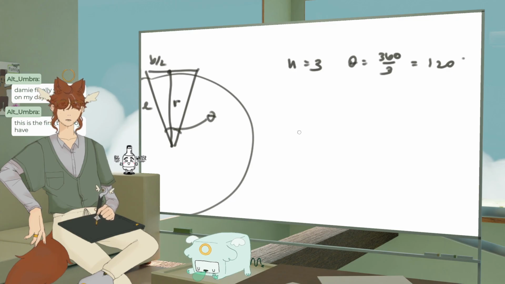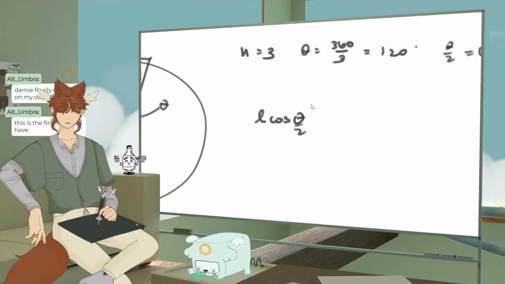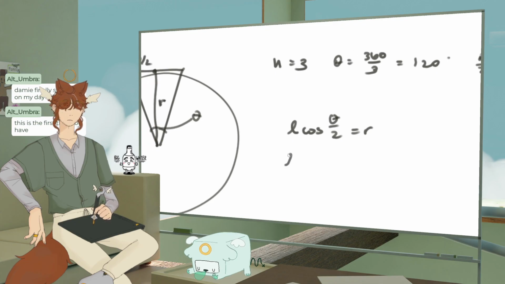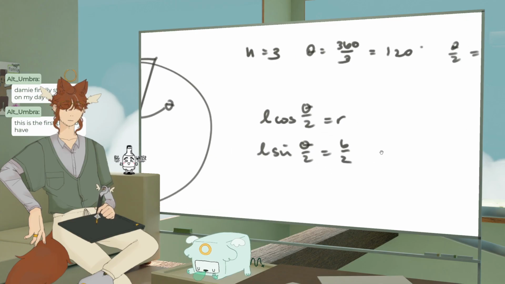So L cosine theta over 2 equals R. Yeah, I feel like that's okay to say. And then L sine theta over 2 equals B over 2.